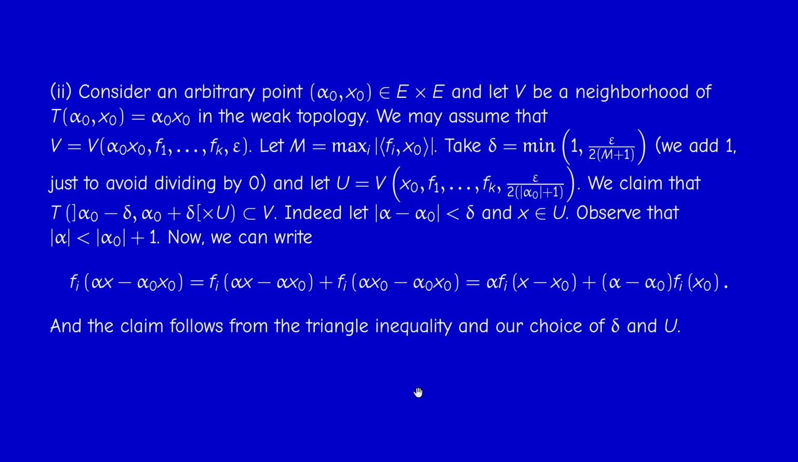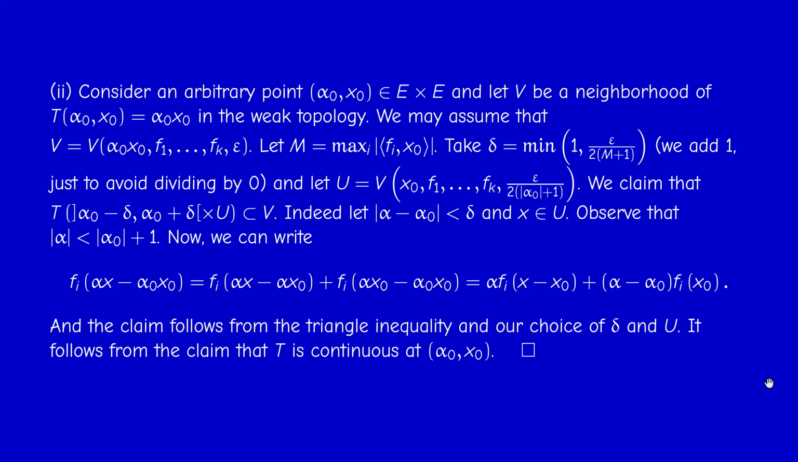And therefore, this means that T of alpha x is in V, or alpha x is in V, because T of alpha x is just alpha x. So therefore, T is continuous at alpha_0 x_0, but since alpha_0 x_0 was arbitrary, this means that T is continuous everywhere.